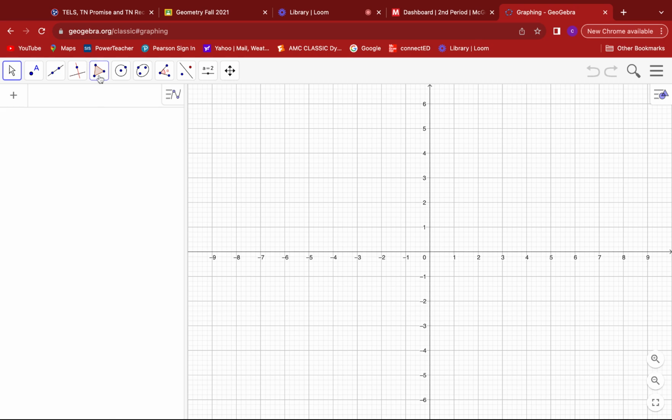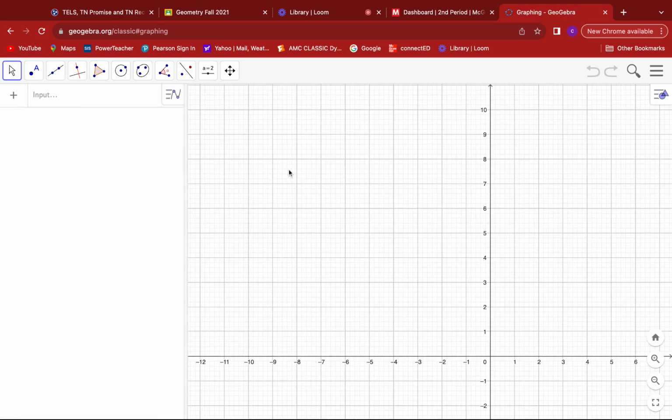So I'm going to draw my original triangle, and that was the polygon. Make sure I got my polygon. All right, so -8, 5, -6, 9, and -3, 6. So you can see that I have to go up to 9. I might have to move this out a little bit so I can get my triangle in there.